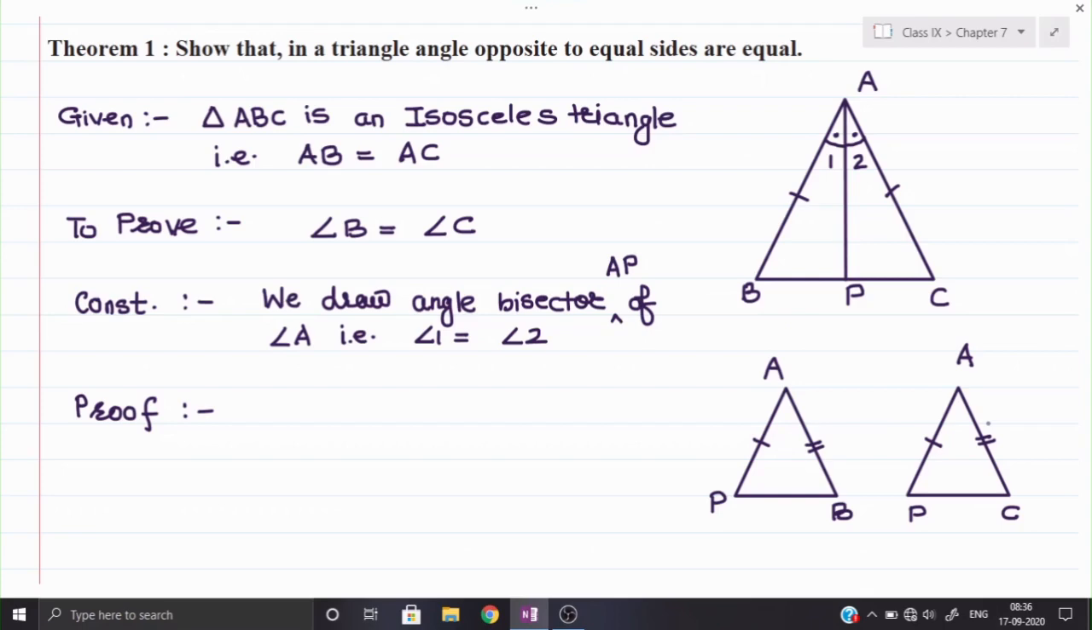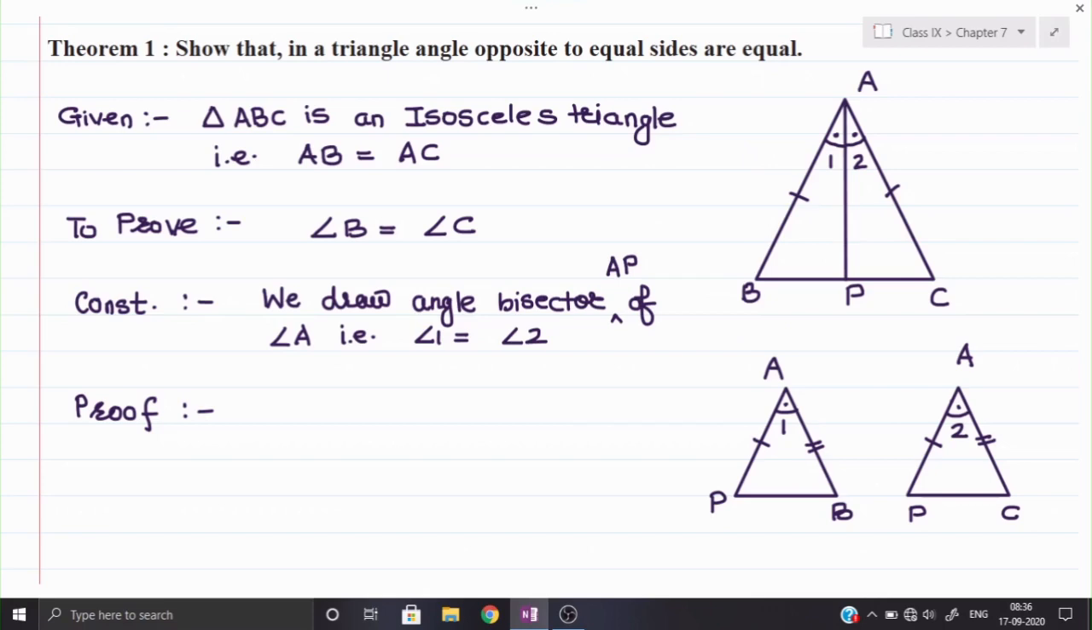Look carefully in the figure. P, then go to A and then come to B. So that is angle number 1 and that is coming here. This is your angle number 1, which is equal to angle number 2, meaning angle PAC. Look at angle PAC, right? That is angle number 2. So we can say that angle 1 and angle 2 are also equal.